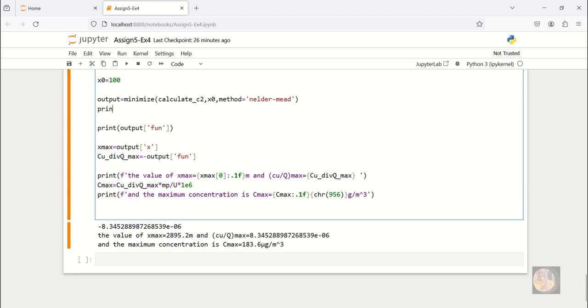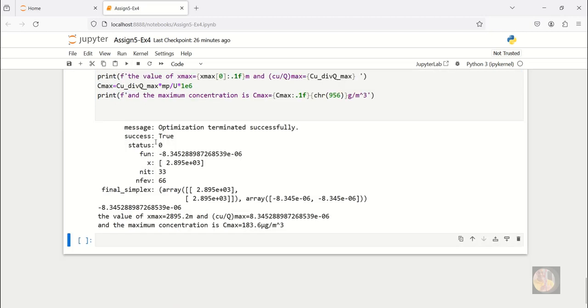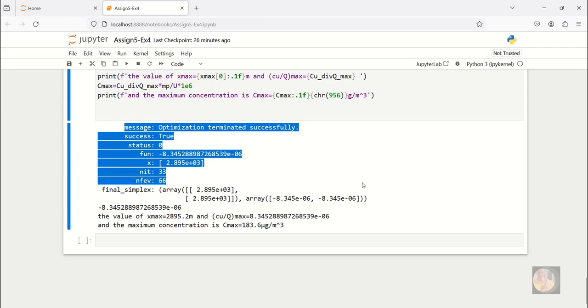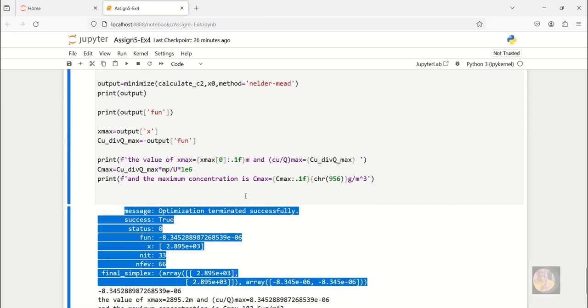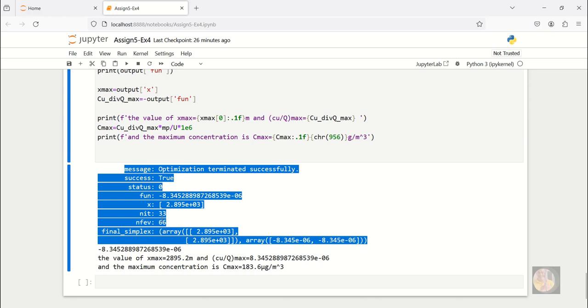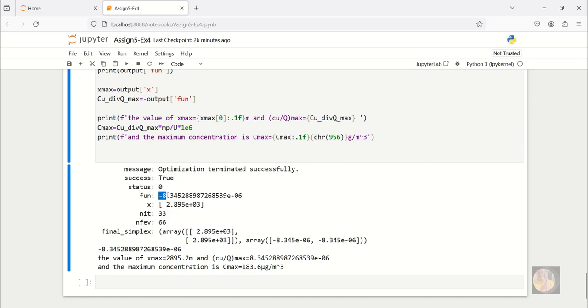In reality, we obtain something called an output. I'm gonna print output just to see the shape. So in reality, all this is the output of my optimization. It's a dictionary. So you have a message, optimization terminated. The success is true. The status is 0. The minimum of this function is minus 834 times 10 exponent minus 6. So if you multiply by 10 exponent, you will find something in microgram later on.